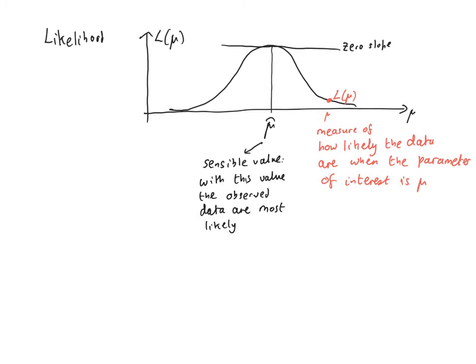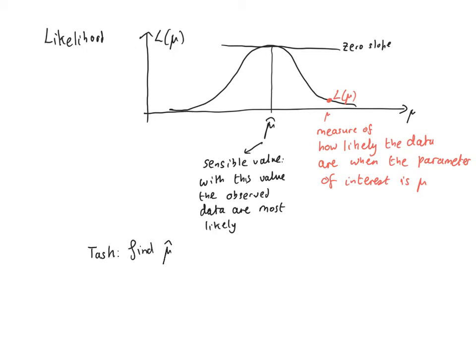Okay, and why does that make it sensible? Well, the only thing that you actually have is the observed data. That's what you've got, that's what you've observed. So it makes sense to have a model that says the observed data are most likely. So our task now is to find mu hat.